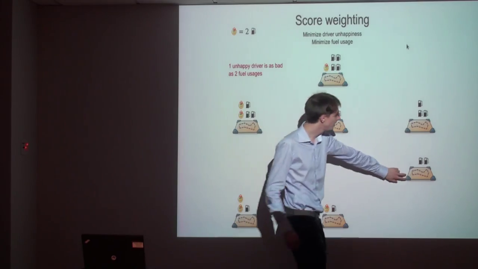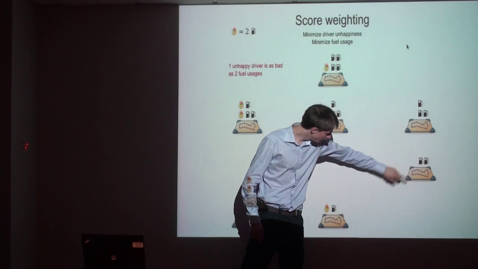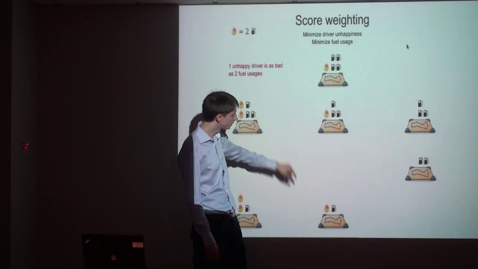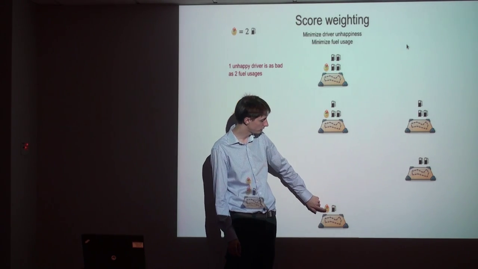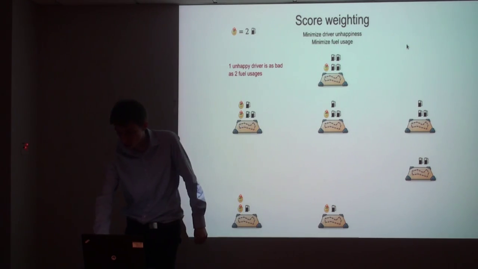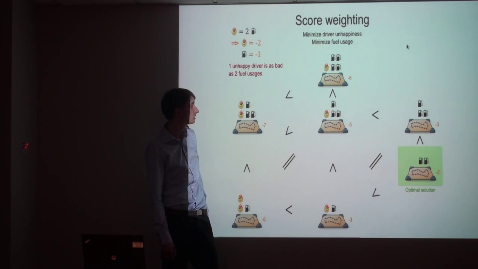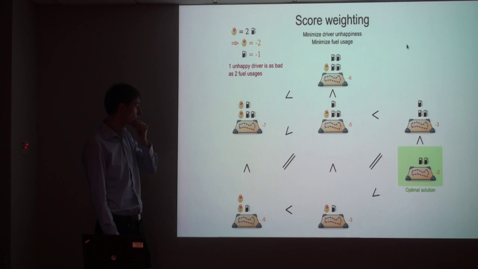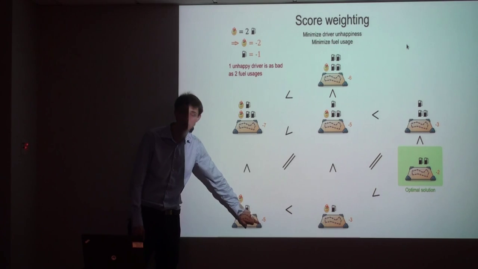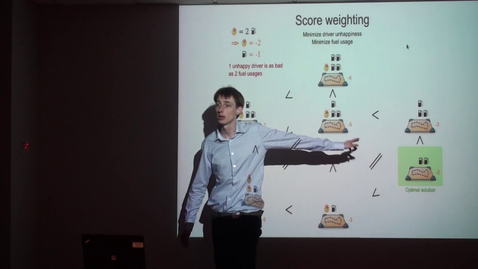Well, this one is clearly better than that one, right? That's fuel emissions. But these two are maybe not that obvious, except of course, one unhappy driver is 2 fuel usages. So that's 3 fuel usages here. So this one is indeed better. So let's just put the numbers in there. We basically do unhappy driver is minus 2, fuel usage is minus 1, and you count them up per solution. So for example, 2 times minus 2 is minus 4, minus another 1 is equal to minus 5. Then you can easily say that minus 3 is worse than minus 2. You can easily find that solution.